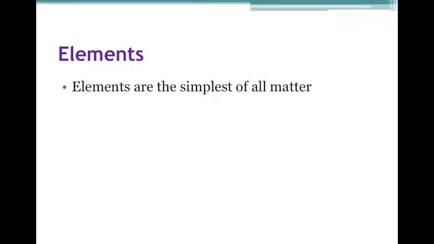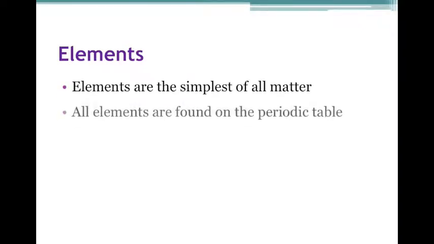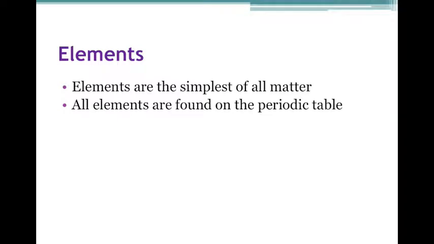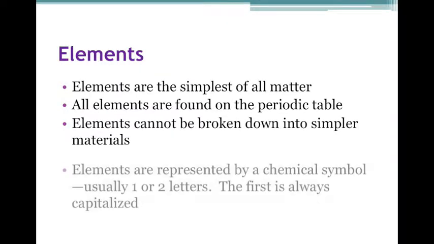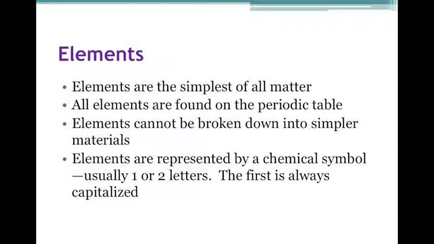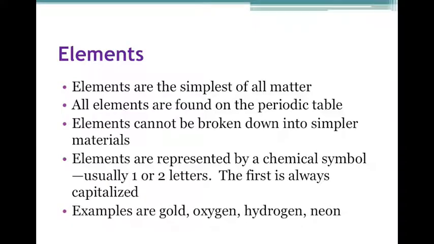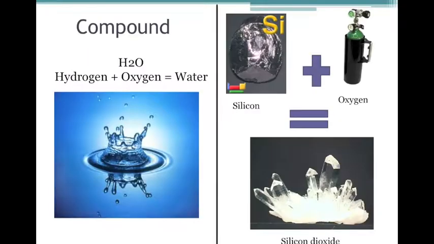So just a little bit more information about elements. Elements are the simplest of all matter. All elements are found on the periodic table. Elements cannot be broken down into simpler materials. And elements are represented by a chemical symbol, one or two letters. The first is always capitalized. Examples are gold, oxygen, hydrogen, and neon.